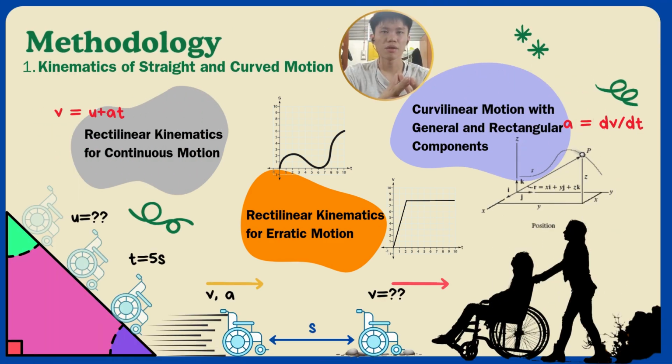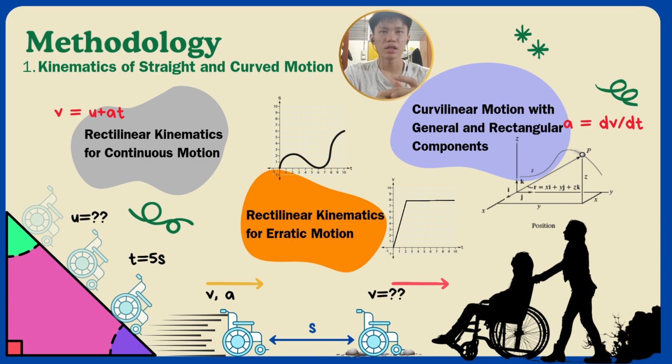Good morning, Dr. Chan. My name is Lim Hao Leong and my matric number is 24006105105/1. Now I'm going to present the methodology with the first title, which is Kinematics of Straight and Curve Motion. There are three topics covered in this title, which are rectilinear kinematics for continuous motion, rectilinear kinematics for erratic motion, and also curvilinear motion with general and rectangular components.